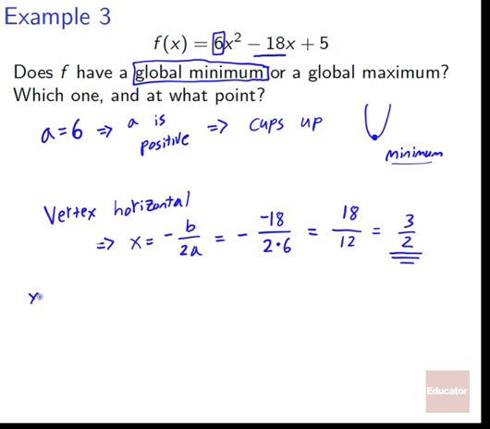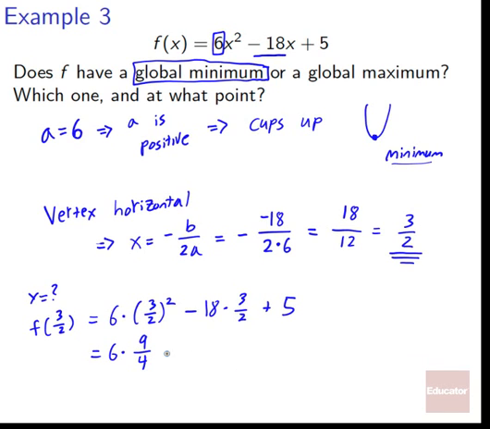And now what's our y going to be at? Well, we can figure that out by f of 3 halves equals 6 times 3 halves squared minus 18 times 3 halves plus 5. So we work through that, 6 times 9 over 4, we square both the top and the bottom, minus 18 times 3 halves. Well, we can knock that out and this becomes 9 times 3, or minus 27, plus 5. Equals 6 times 9 over 4, well, this is 2 times 2. 6 is 3 times 2, so we knock out the 2s.